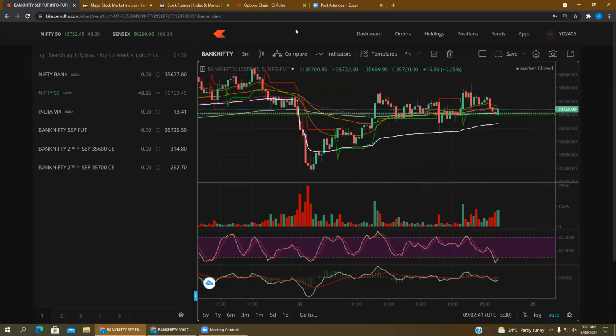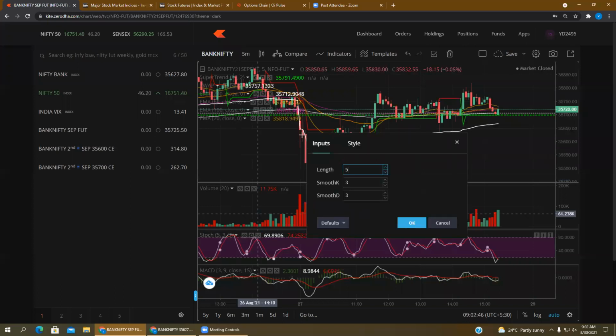Regarding the setup, if you want, you can write it down, this stochastic setting. Anyone who wants to write down, you can write it down. I use the 5-minute chart. I don't use the 3-minute chart. I use the 5-minute chart.